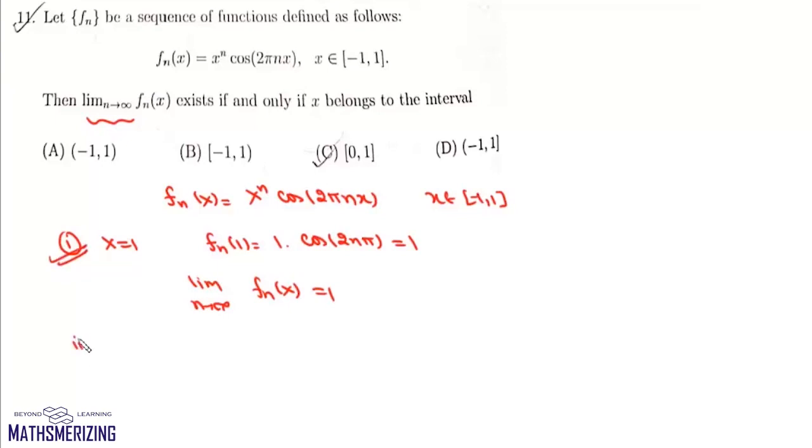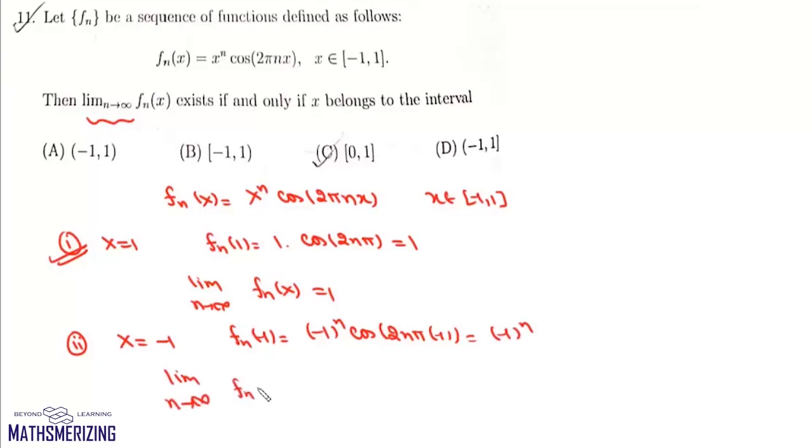Now we'll consider the second case when the value of x is minus 1. Now we'll have fn minus 1, and it'll be minus 1 to the power n cos 2n pi into minus 1, which is minus 1 to the power n. Now if we take this limit n tends to infinite fnx, then in that case this value can be either minus 1 or plus 1. That is, we'll get an oscillating value. So in this case, this limit does not exist.